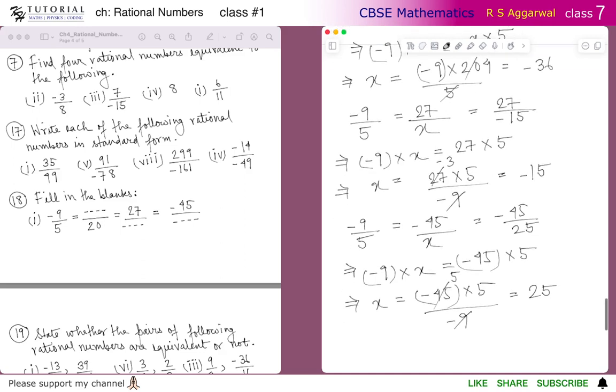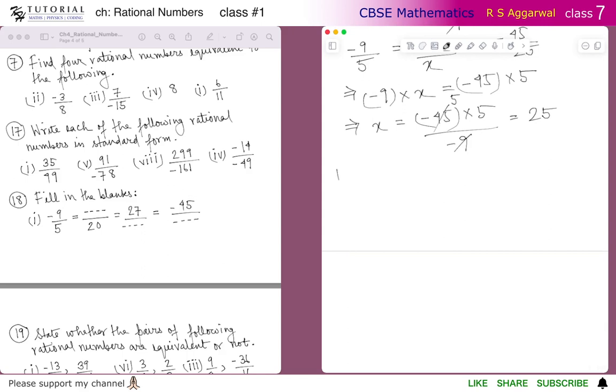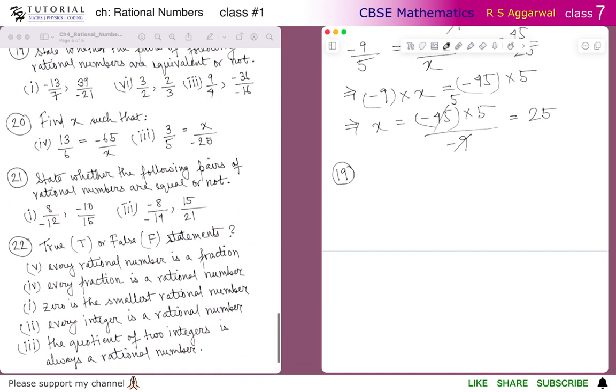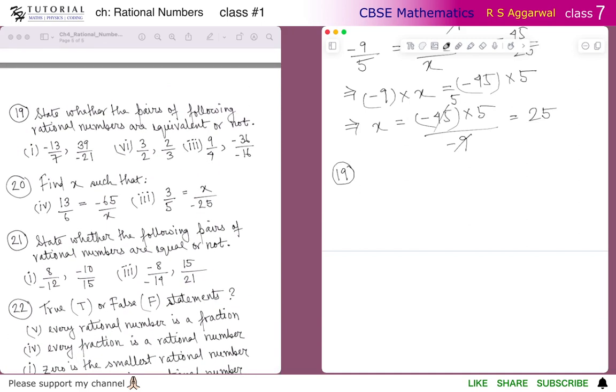So 18 is done. Let's do problem number 19. So many questions are left. State whether the pairs of following rational numbers are equivalent or not. I will not do all. I will do only one, and you will understand the basic process. So it's asking whether these two rational numbers are equivalent or not.